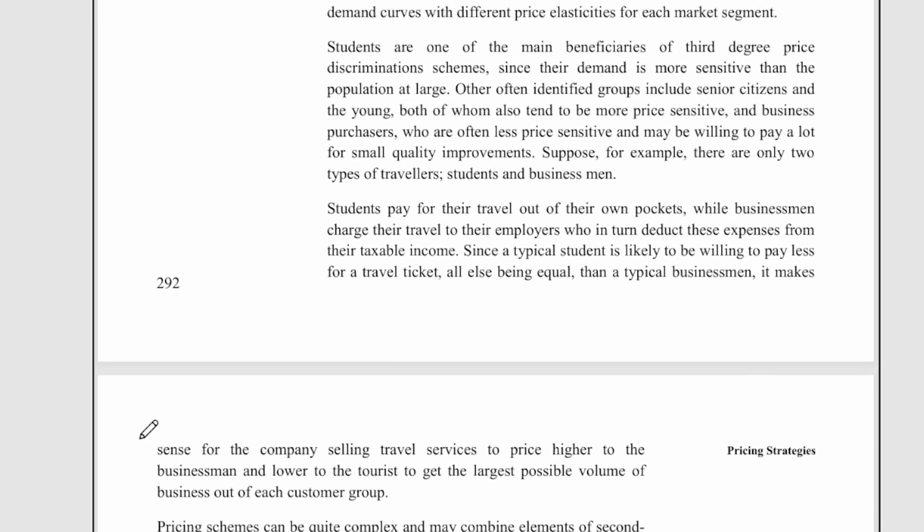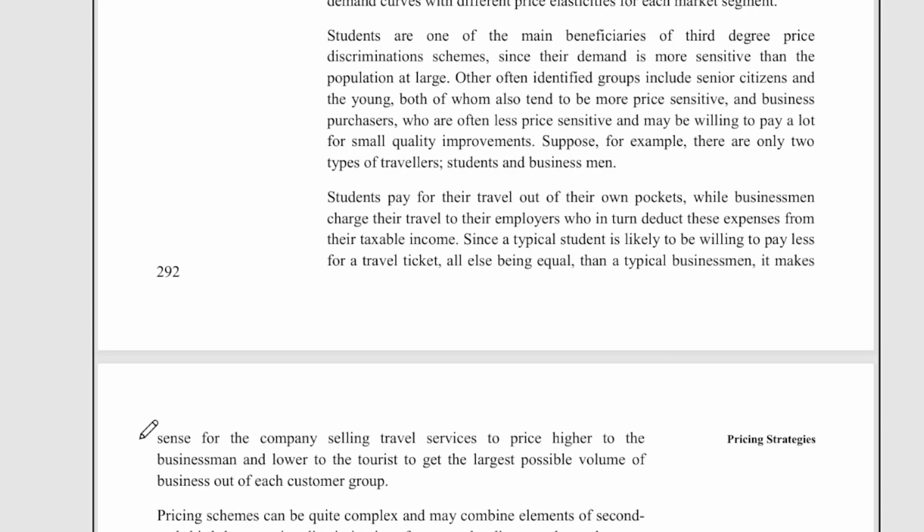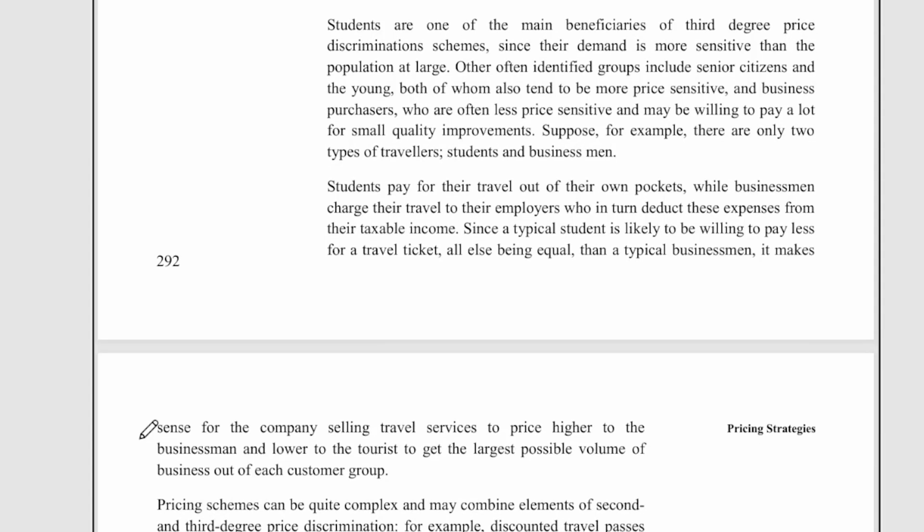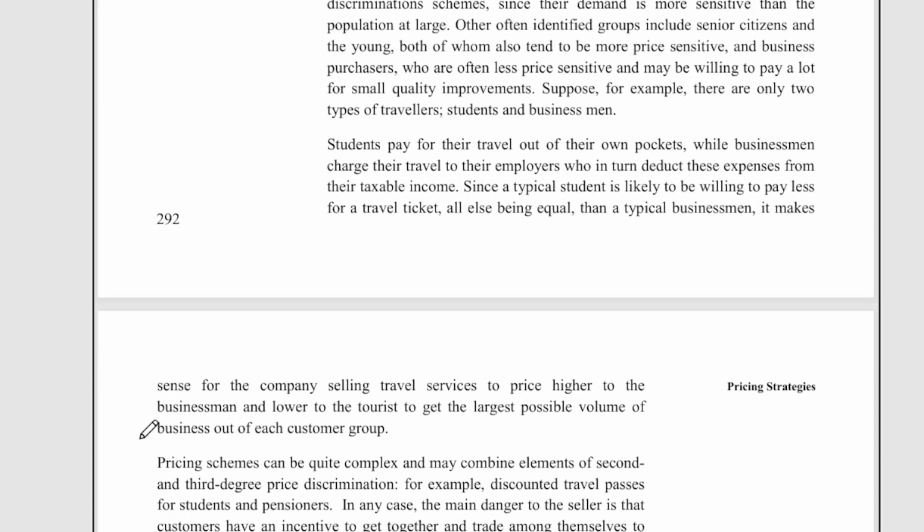And students are one of the main beneficiaries of third degree price discrimination schemes, since their demand is more sensitive than the population at large. Other often identified groups include senior citizens and the young, both of whom also tend to be more price sensitive, and business purchasers, who are often less price sensitive and may be willing to pay a lot for small quality improvements.